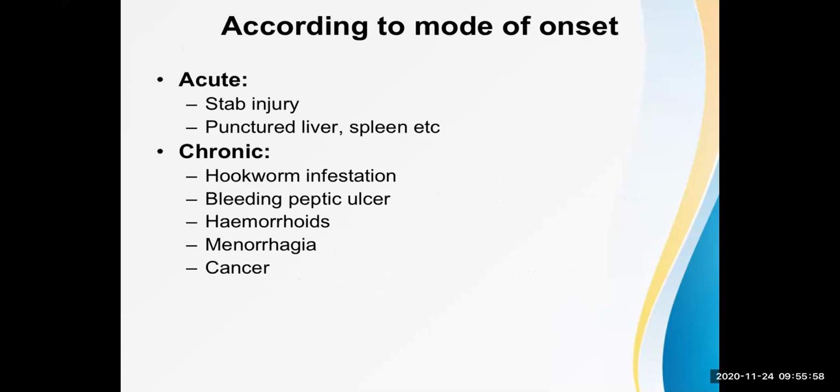Now, another classification under hemorrhage is according to the mode of onset: acute bleeding and chronic bleeding. Acute bleeding occurs right now, within a short period of time, like a stab injury, or a punctured liver or spleen. Any type of example you can give here. And chronic bleeding occurs over a long duration. They keep on occurring there.